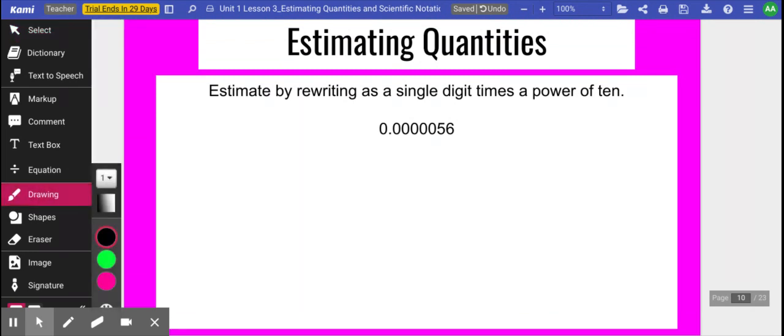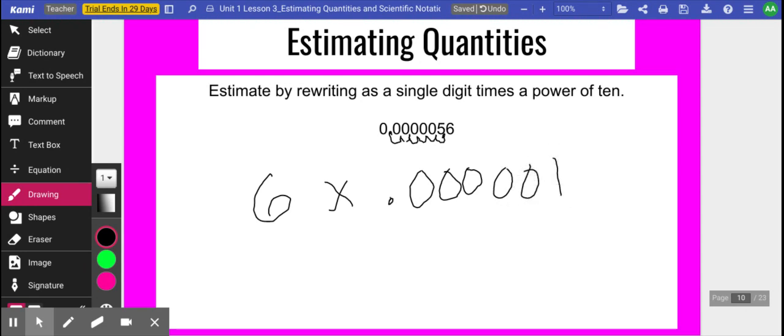Let's rewrite as a single digit times a power of 10. Again, I have a decimal number, so that means my exponent will be negative. Let's see how many times we are going to move the decimal in order to create a single digit. So 1, 2, 3, 4, 5, 6. Now 5.6 is closer to 6 times 0.000001, which is equivalent in scientific notation to 6 times 10 to the negative 6 power.